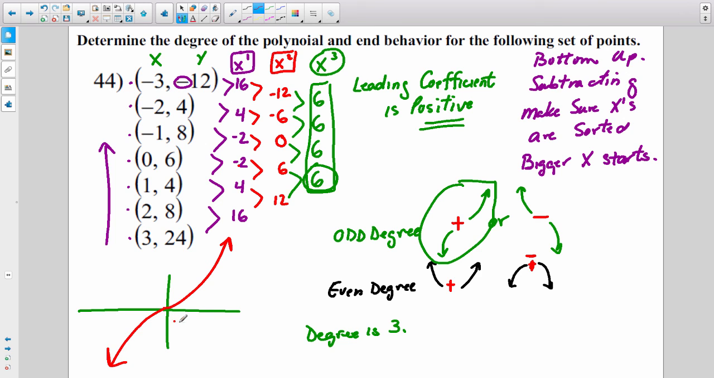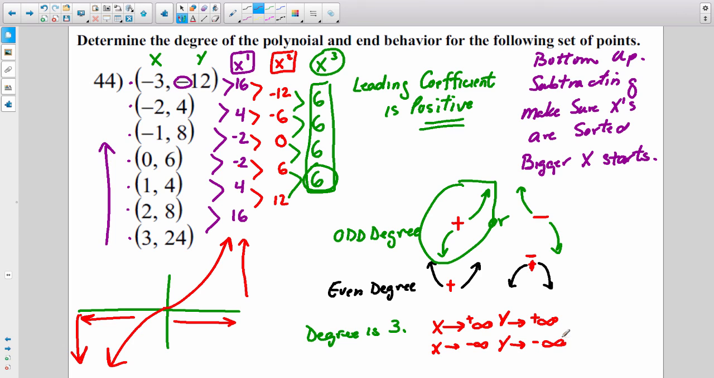So as x approaches infinity, which means I'm going to the right, my y values are heading northbound, which is infinity. Now when I'm going left, which is just a street way to say approaching negative infinity, my y values are heading south forever. And that's the end behavior.